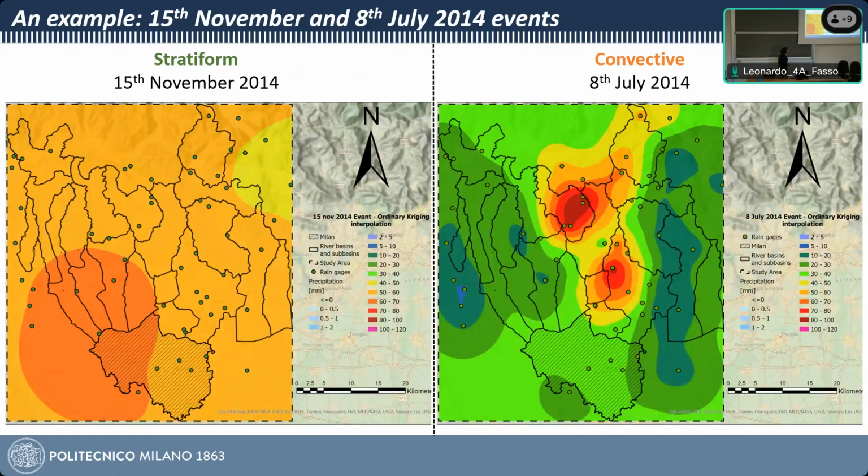So just to show you an example of what it means, those were two flood events. One was stratiform during autumn, 15 November 2014, and on the right we have a convective event. As you see, a stratiform event has a rainfall spatial distribution which is much more uniform than the one for a convective event. Okay. Then there are of course other factors that influence a flood, for instance the antecedent moisture conditions, but this is just to let you see visually what type of events we are talking about.